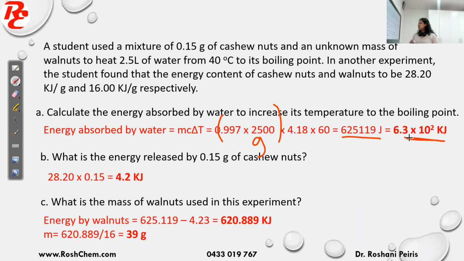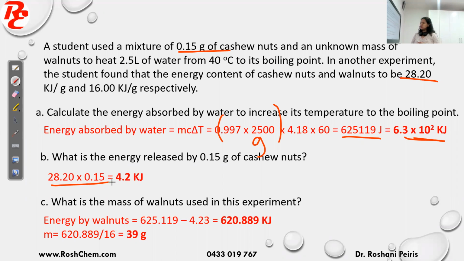Okay, what is the energy released by 0.15 grams of cashew nuts? For cashew nuts, it says the energy content is 28.2 kilojoules per gram. And I also know how many grams I used, right? So 1 gram is releasing 28.2 kilojoules, and I used 0.15 grams. So how much energy is released? You multiply those two values together. So then I get 4.2 kilojoules from cashew nut.